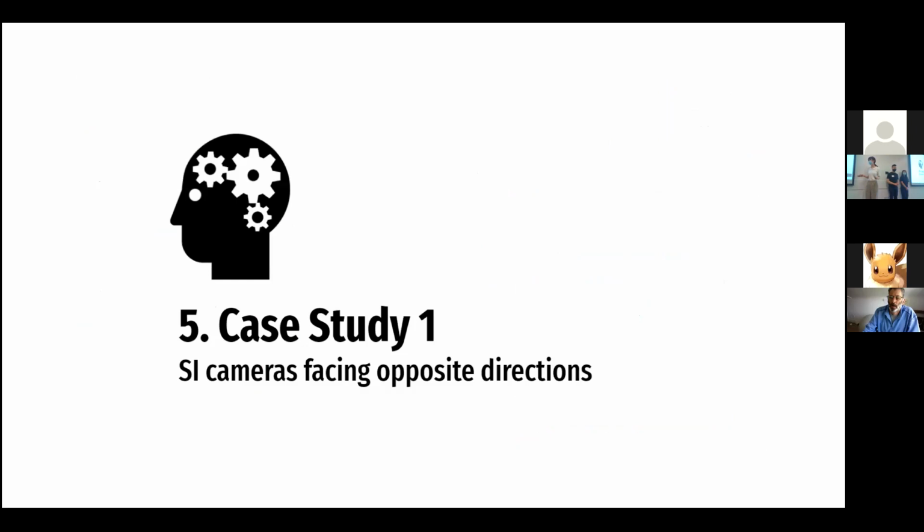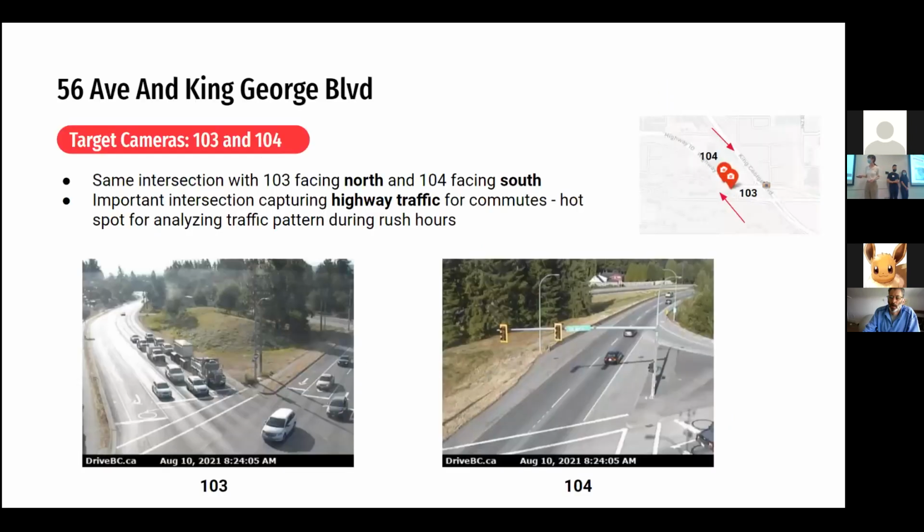And now let's dive into a real case study, which is the same intersection cameras facing opposite directions, to see how this works. So we chose 56th Avenue and King George Boulevard and targeted the same intersection cameras 103 and 104, with 103 facing north and 104 facing south. This is an important intersection capturing highway traffic for commutes, and thus a hotspot for analyzing the traffic pattern during the rush hours.